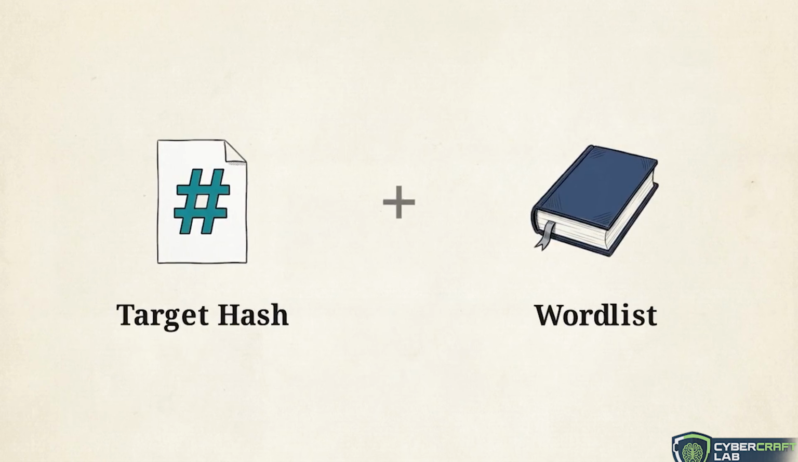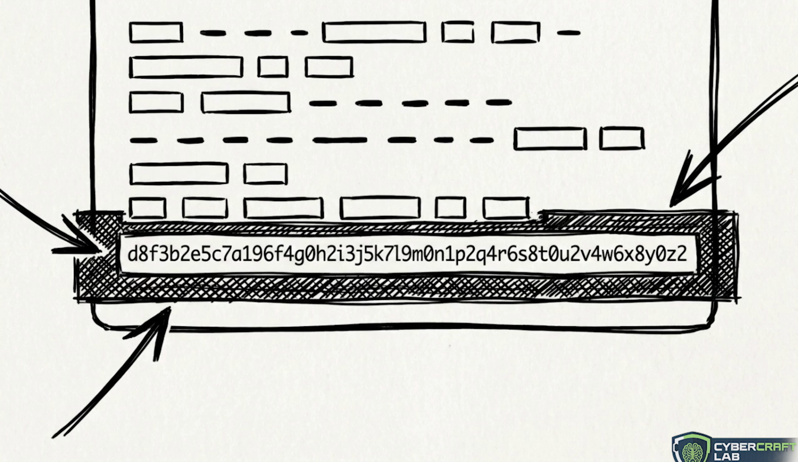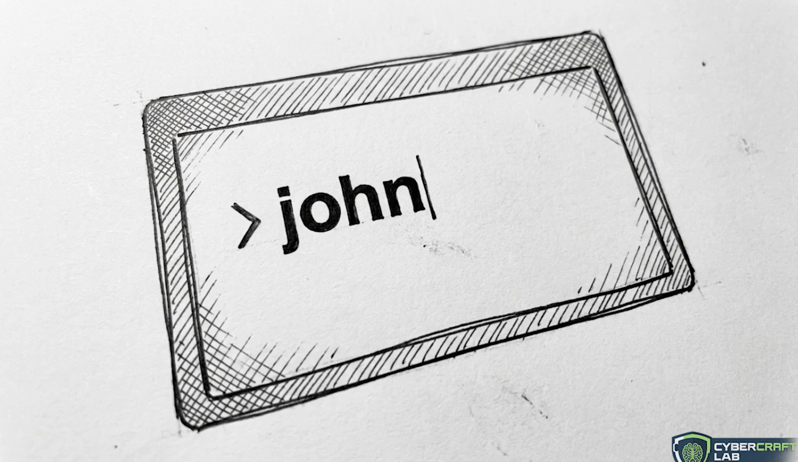To run a dictionary attack, we need to verify we have two specific files ready: our target hash file and our dictionary word list. First, we need to see what we're up against. This terminal displays the output of our target file. That long, scrambled alphanumeric string is our raw MD5 hash. To attack it, we'll build our command.